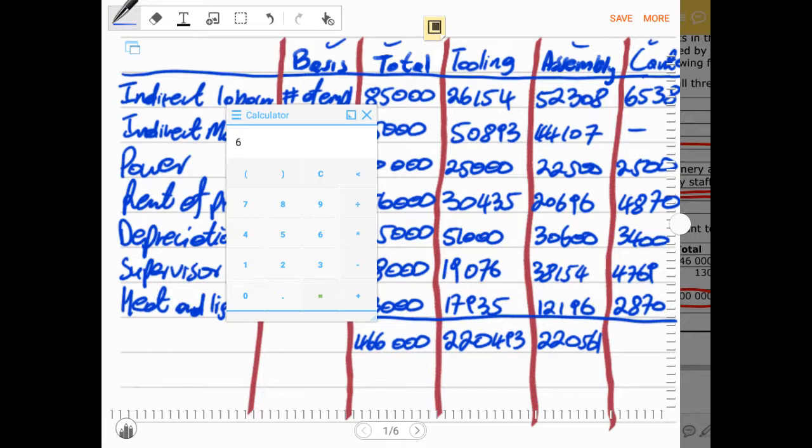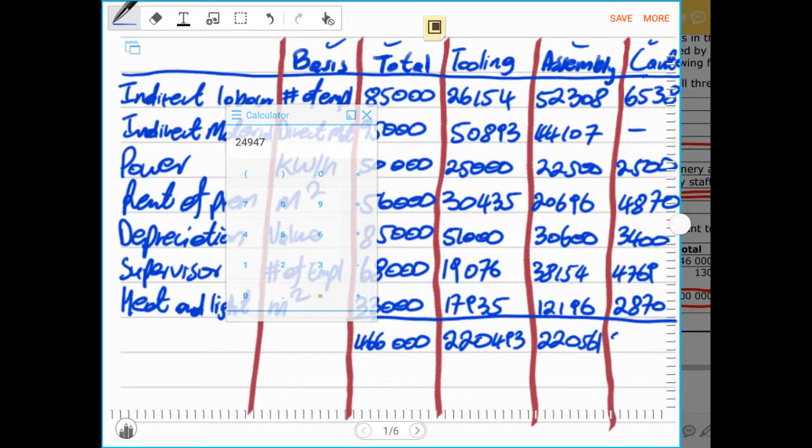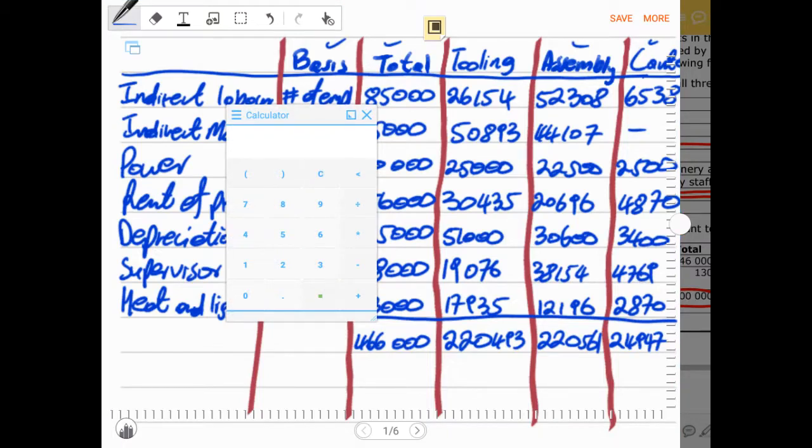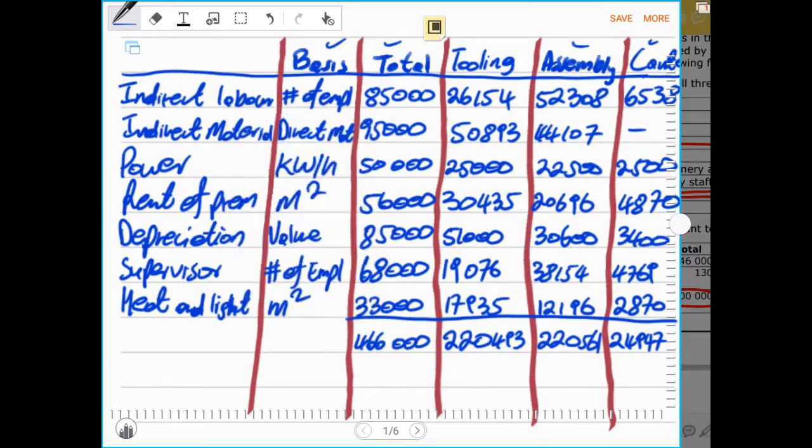We have 6,538 plus 2,500 plus 4,870 plus 3,400 plus 4,769 plus 2,870, which is 24,947. That is correct. So now these are the totals of our overheads that we have.